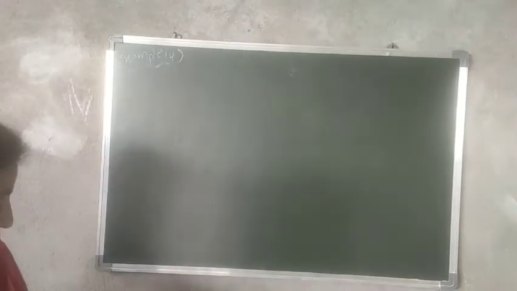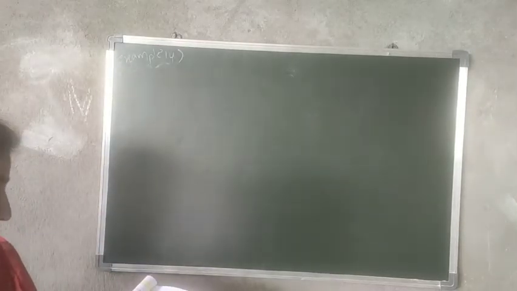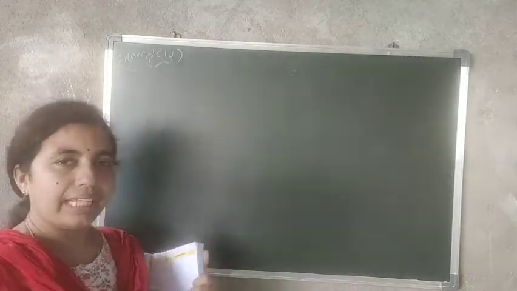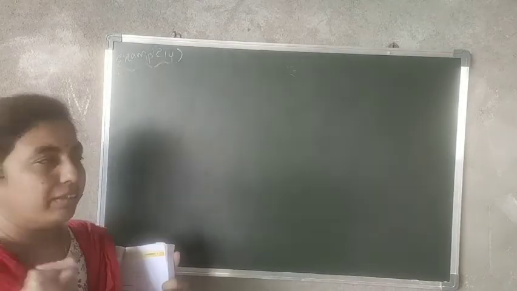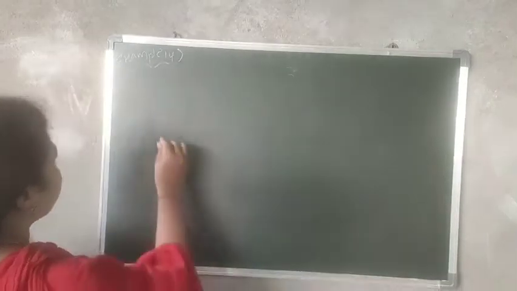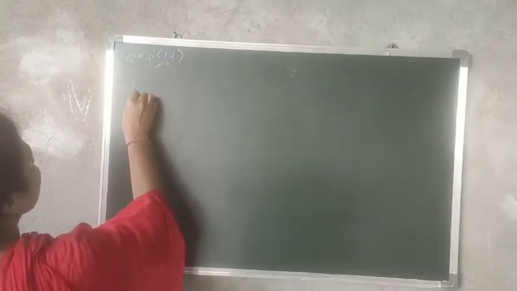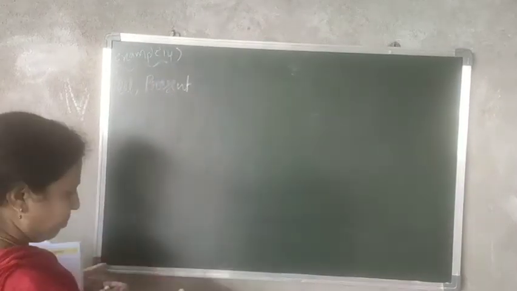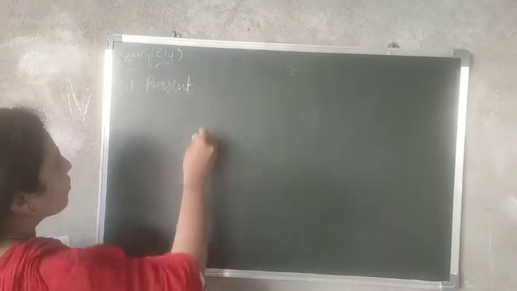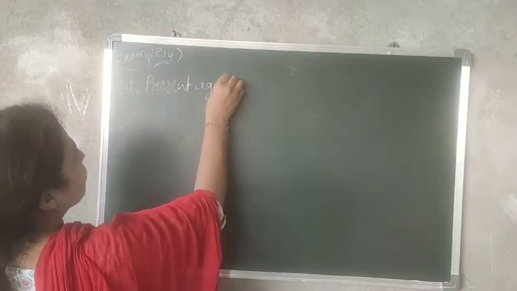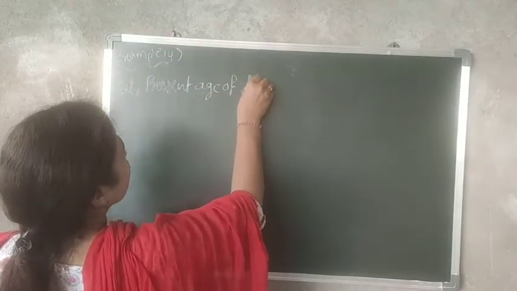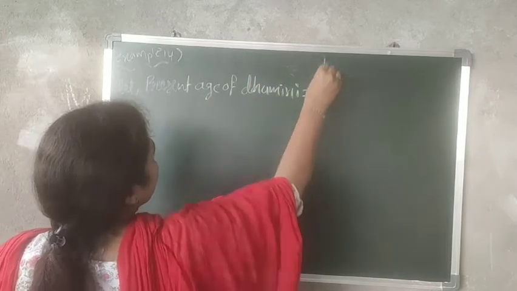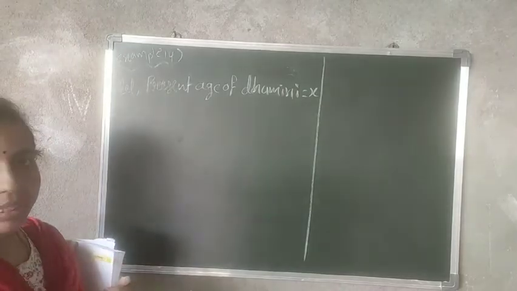First, Hema is 24 years older than her daughter Dhamini. So based on the first statement, let us consider the present age of Dhamini. First I will go with the present ages. Let the present age of Dhamini be x. Present age of Dhamini is x.